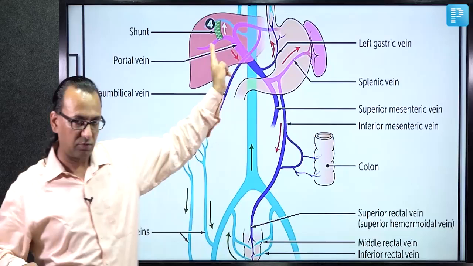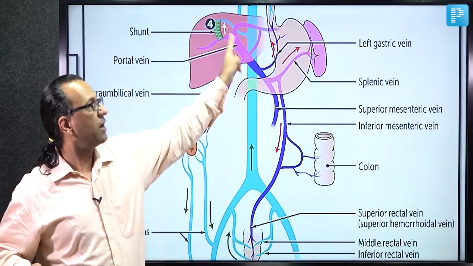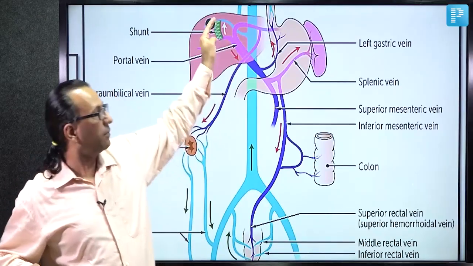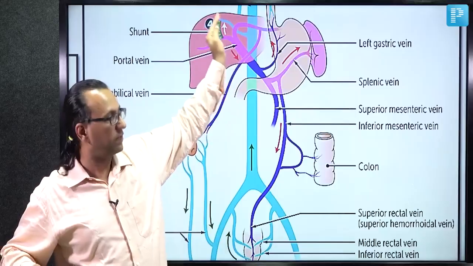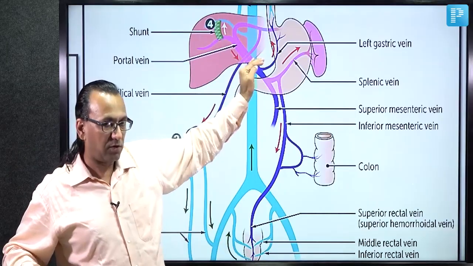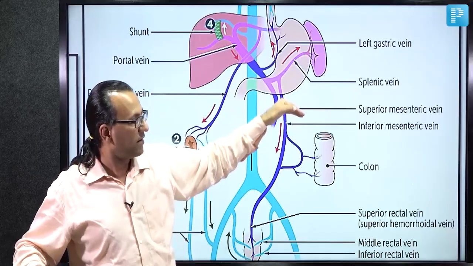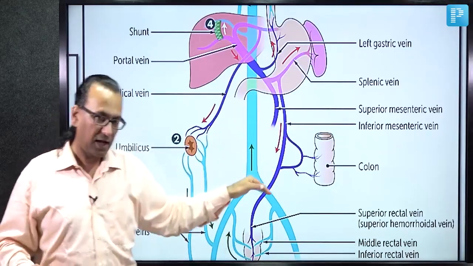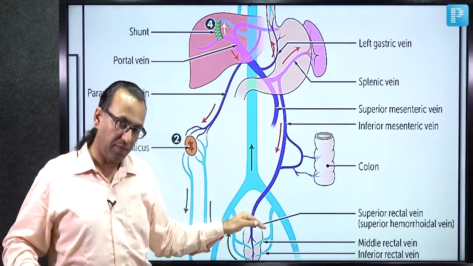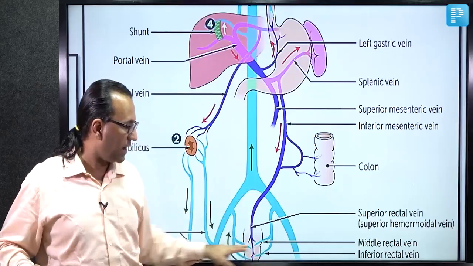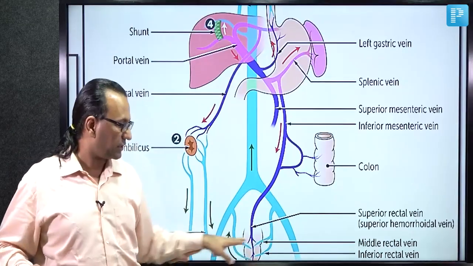So this is portal venous circulation. Sometimes there may be portal hypertension and the blood will be reversing back. There's a reversal of blood flow into the portal vein and into the splenic vein, into the inferior mesenteric vein, into the superior rectal vein, and that blood can jump from the superior rectal vein into the middle and inferior rectal veins, and there will be some portosystemic anastomosis.